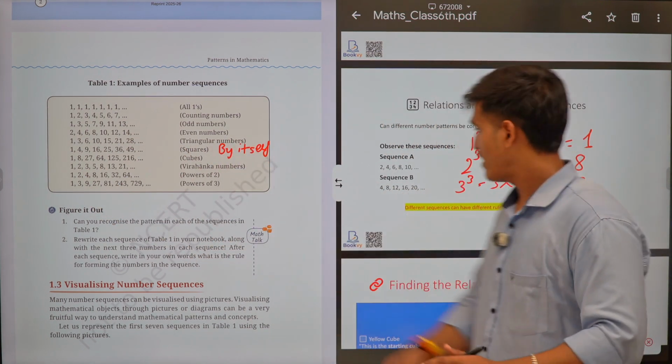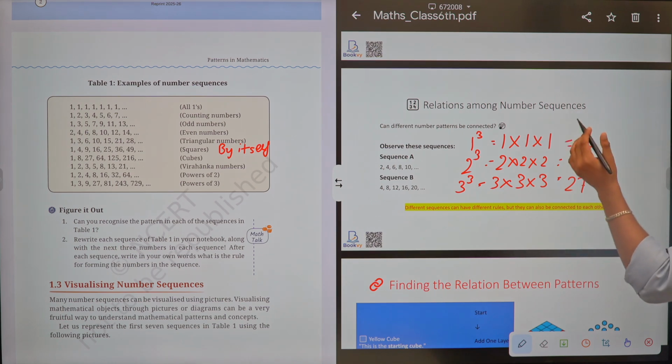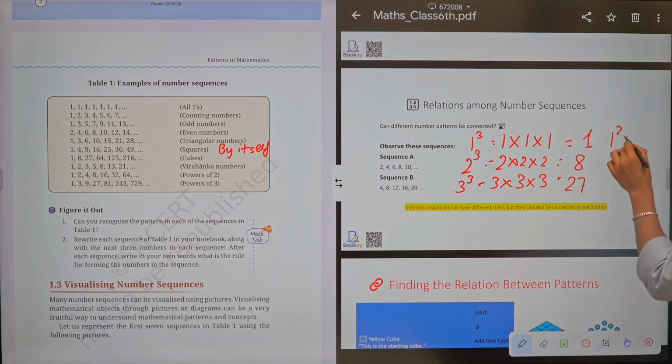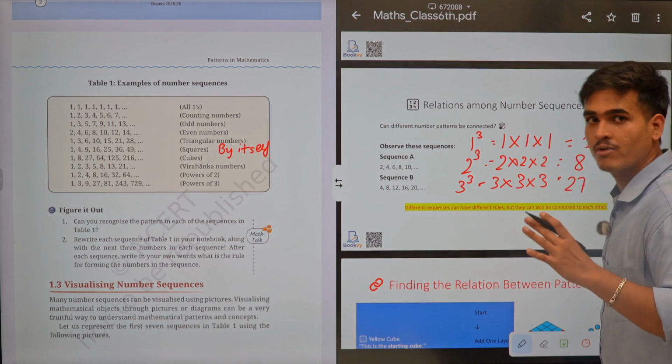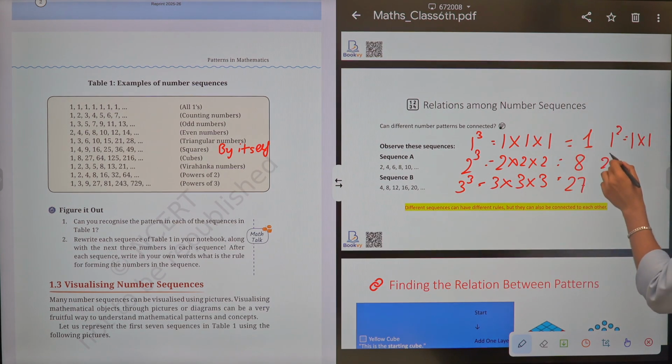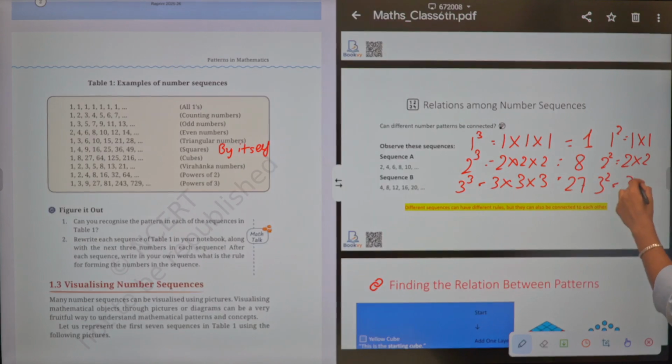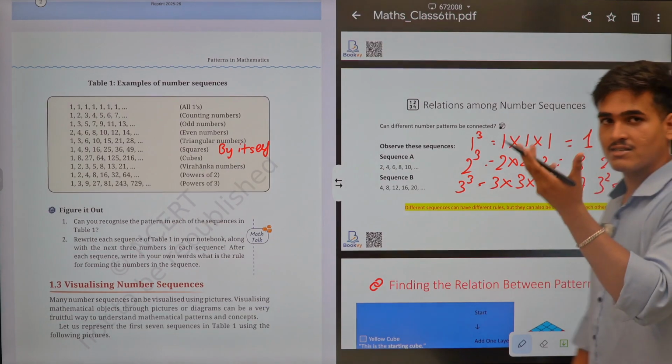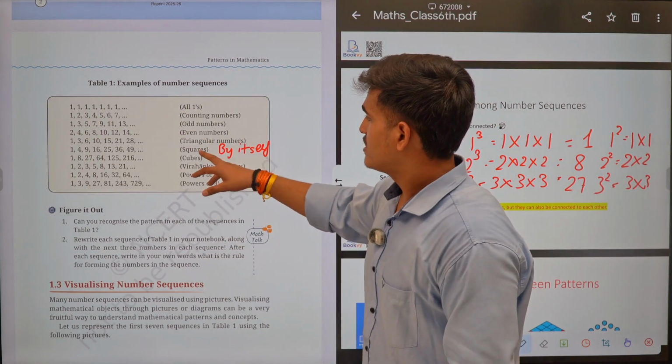Same rule for the square. You have to find 1 squared. Then what will be 1 squared? 1 multiplied by 1, only 2 times you have to multiply. For 2 squared, we write 2 multiplied by 2, which is 4. For 3 squared, we multiply 3 by 3, we will get 9. As simple as that. Understood?